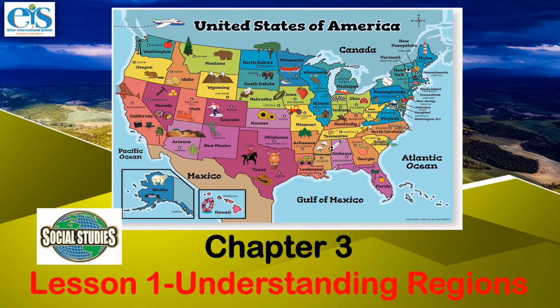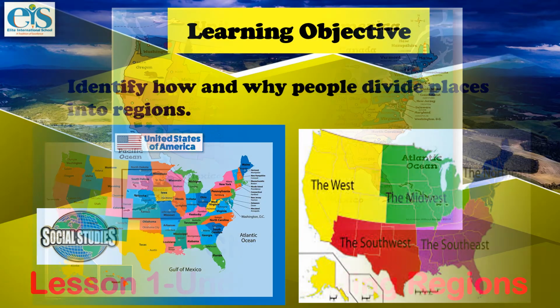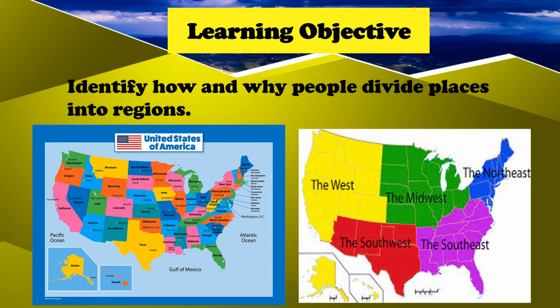Today we're going to discuss lesson 1 of chapter 3, Understanding Regions. The learning objective of this lesson is to identify how and why people divide places into regions. We've learned way before that the United States is one of the biggest countries in the world, isn't it? It is a federal republic with 50 states. So let's find out why it is divided into different regions.